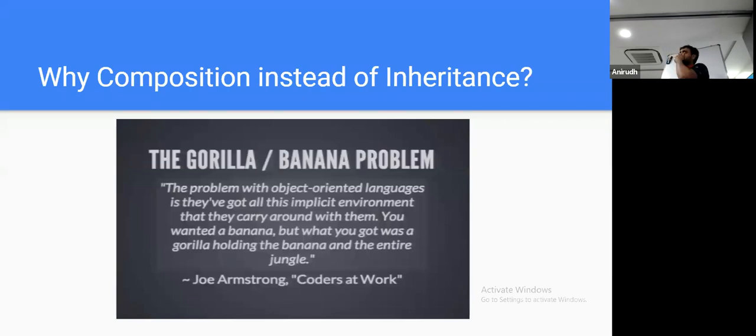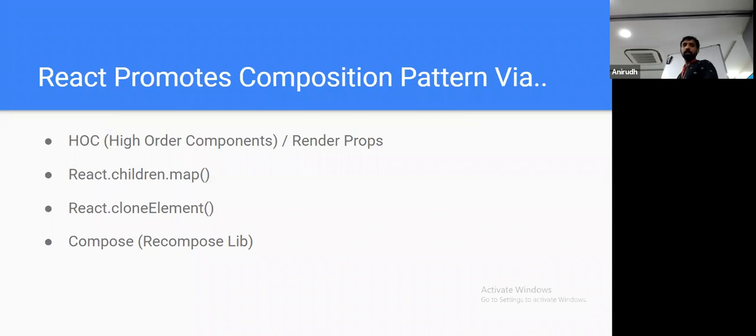So this brings us to the inheritance gorilla banana problem. What you want is a banana, but basically you are getting a gorilla holding a banana and the entire jungle. This is the issue with inheritance. So in React, inheritance is mostly avoided, and React basically promotes the composition pattern using higher order components or render props.